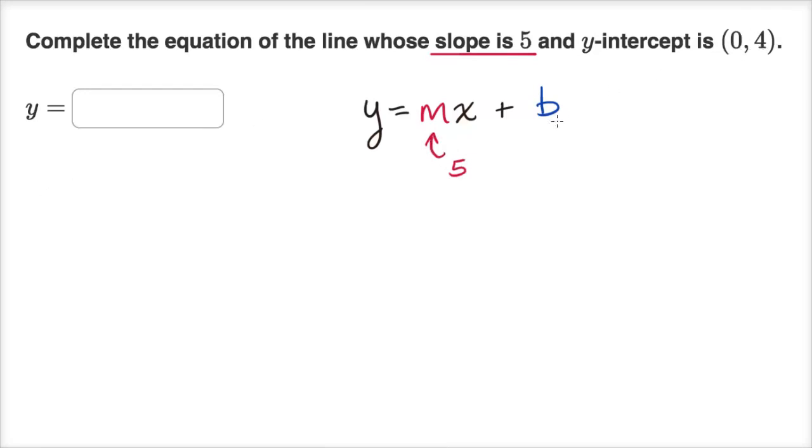So the y-intercept b, that is the value of y when x is equal to 0. So the value of y when x equals 0 is this 4 right over here. So that is going to be 4. So I could say y is equal to 5 times x plus 4.